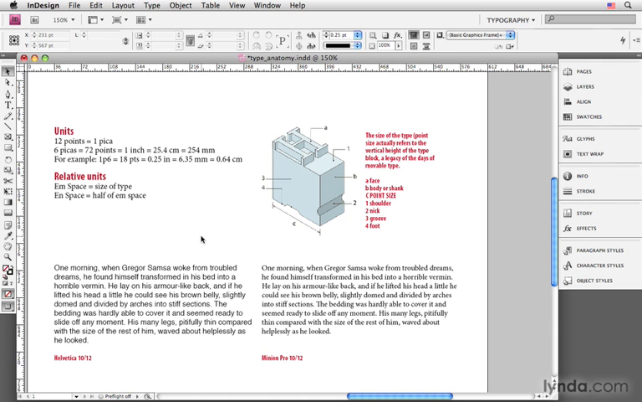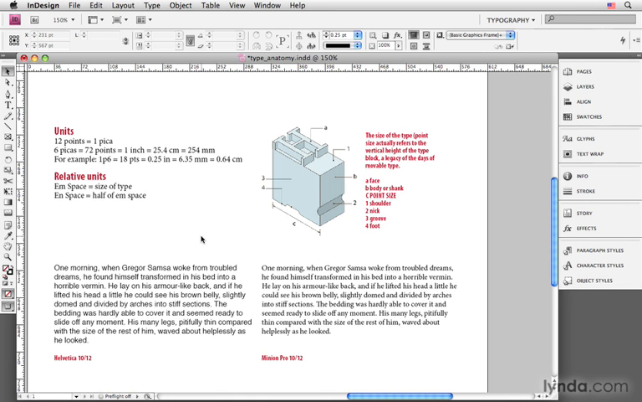Typography also has relative units, the most common examples being the M space and the N space. And we also have the M dash and the N dash, the long dash and the dash that is half the width of that dash. An M space is the size of your type. So if your type size is 12 points, so too is your M space. And the N space is half of that amount.